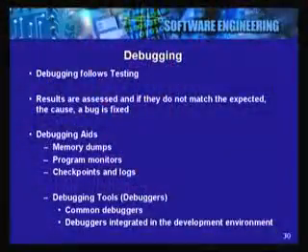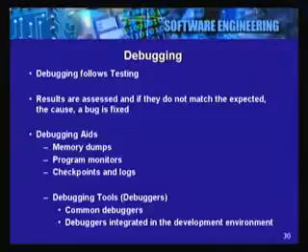And then we will have a couple of points on debugging. So debugging follows testing, and the results are assessed, and if they do not match the expected, the cause of this mismatch of expected from what was observed is to be fixed. And various debugging aids can be used. For example, one can have memory dumps or program monitors, which we have seen earlier, checkpoints and logs, or there are tools available called debuggers. There are common debuggers which can be used on a specific executable format, but the executables can be produced through different programming languages. Or you could have debuggers which are integrated in the development environment for the given language.